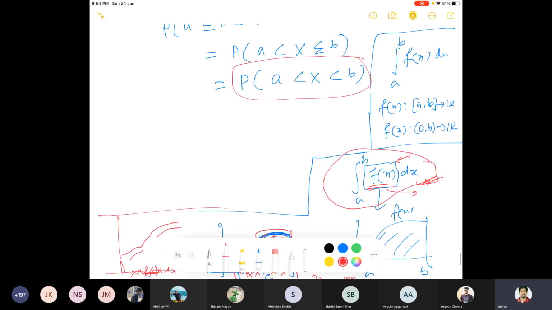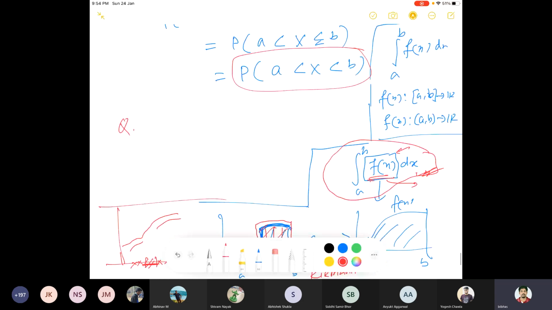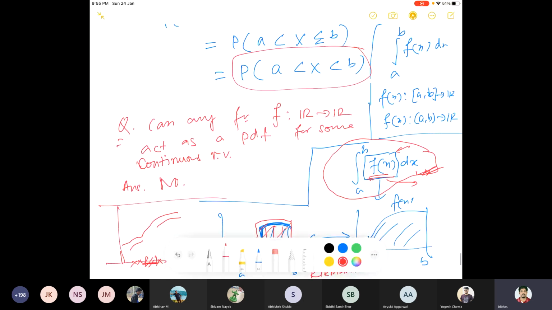Now the question is, can any function f(x) from R to R act or serve as a PDF for some continuous random variable? The answer is no, as usual. And then there are two conditions.